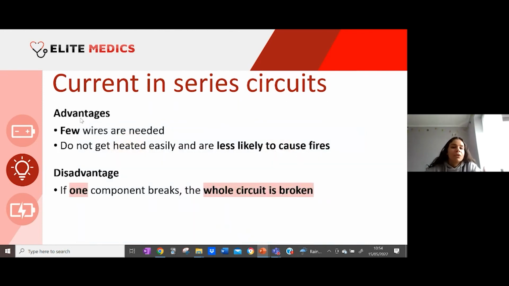So there are some advantages of a series circuit. You need fewer wires. You're just making one loop, so fewer wires, and they don't get heated as easily. So you're less likely to cause fires, because fires break out when you've got overheated components and overheated wires. But a disadvantage is if one component breaks, the whole circuit's broken. So like we said, it's one big loop. Any break in that circuit breaks the loop, and none of your components will work anymore.